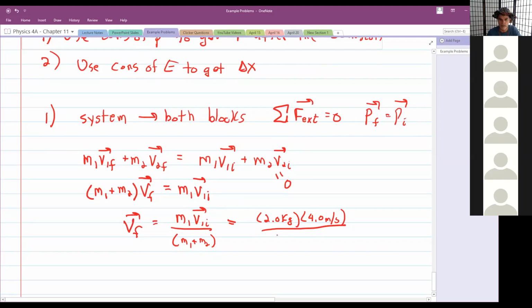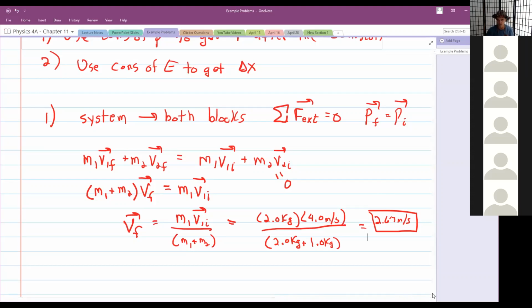And then I'm dividing this by m1 plus m2, so 2 kilograms plus 1 kilogram. So what I have is 8 divided by 3, which gives me 2.67 meters per second. So after they collide, from conservation of momentum, they're both moving at 2.67 meters per second.